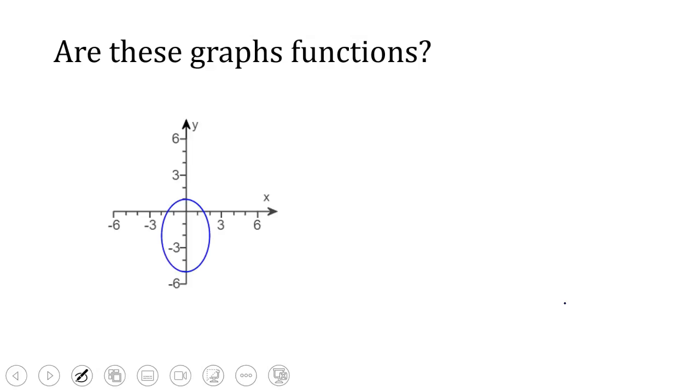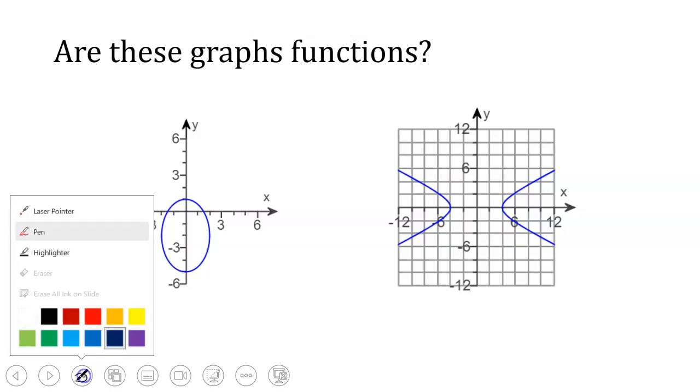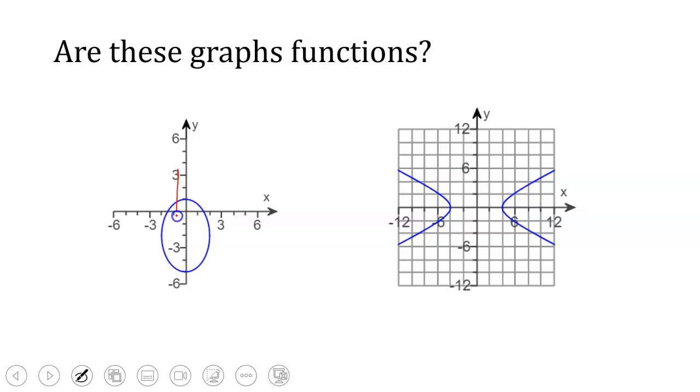So looking at 2 other ones, are these graphs functions? Do the vertical line test. So I'm going to draw a line through the x. Does it touch at 1 or 2 points? It touches at 2 points. So that means no, this is not a function.